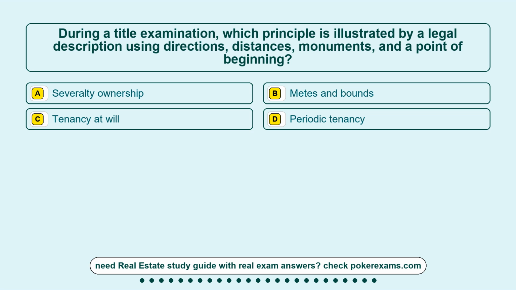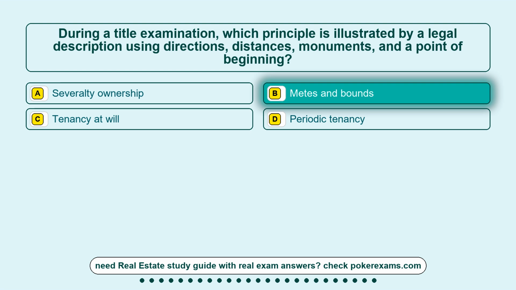Question 19. During a title examination, which principle is illustrated by a legal description using directions, distances, monuments, and a point of beginning? Option A, severalty ownership. Option B, metes and bounds. Option C, tenancy at will. Option D, periodic tenancy. The correct answer is option B, metes and bounds.